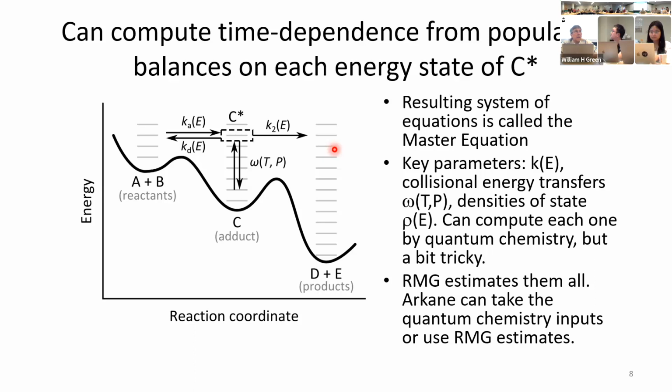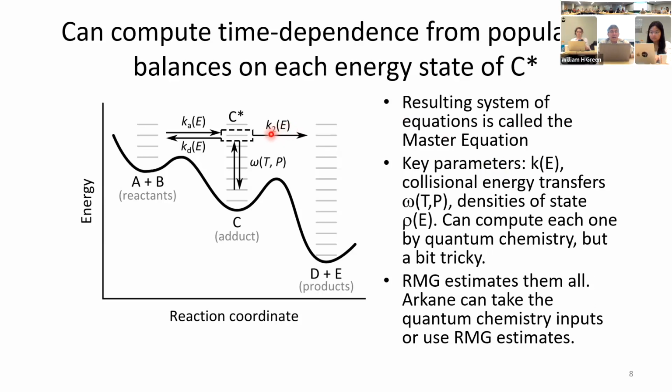But it turns out it's linear in the populations of each species. So you have a big linear algebra problem. It's a complicated one, but it's well studied, and there are textbooks that show you what the equations are. And that's the master equations. And the parameters that show up in this, very importantly, is k(E), called the microcanonical rate coefficient.